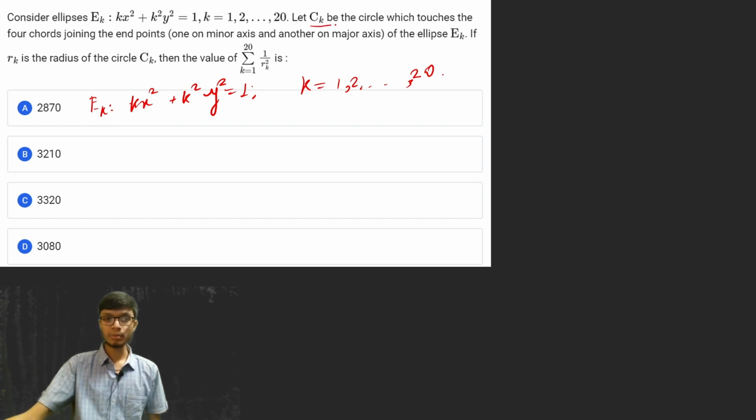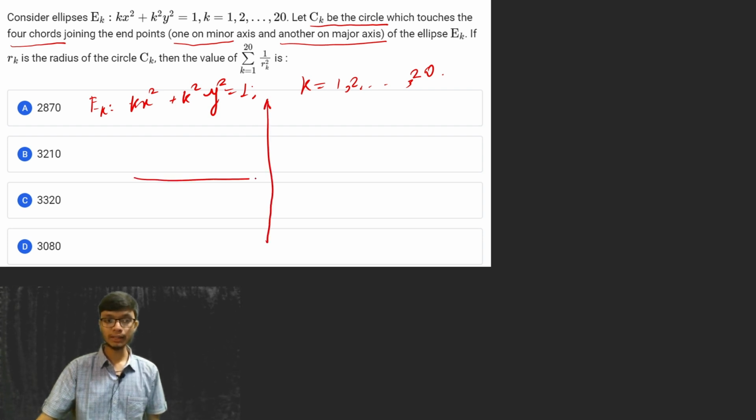And it is saying that Ck is a circle which touches the four chords joining the endpoints, one on the minor axis and another on the major axis. So you get one on the major axis and one on the minor axis, and that's how we form four chords. Let me show that by the diagram. This will be clear when I draw the diagram. So let me first draw the diagram of the ellipse.